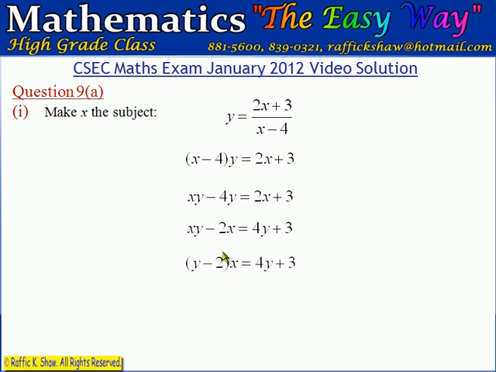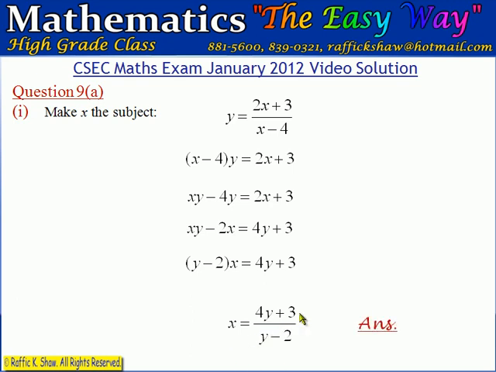So the next line is to factorize the x out of these two terms, and that's what we have. y minus 2 multiplied by x equals 4y plus 3. That's on this side. And then, to make x the subject, we divide both sides by y minus 2. And we can go ahead and show that if we divide both sides by y minus 2, that will cancel the y minus 2 from this side, and then we'll be left with x as the subject. So that calculation comes down to this.